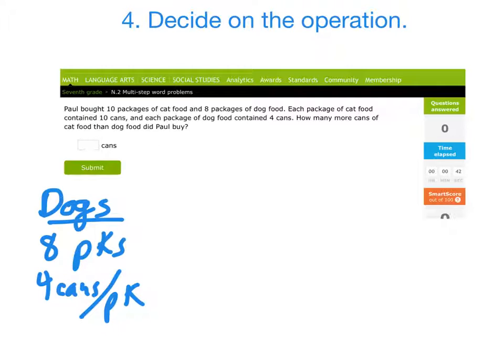So in this case, we know how many packages of dog food we have. We know how many cans are in a pack, and you could probably figure out that we needed to multiply, but let's just pretend like you couldn't. You could just literally draw the thing like a picture. I'm not great with drawing, but there's a package of dog food. And I have 8 of those, so I'm going to go ahead and draw 8.